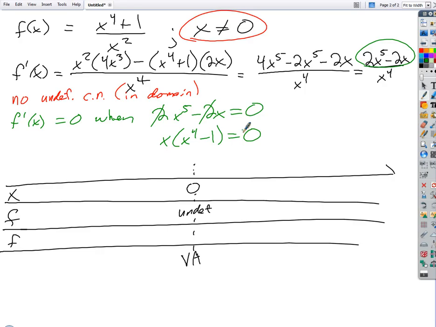Because now let's talk about why that is. I'm going to solve the equation. If I set this factor equal to 0 and solve, we get x to the 4th equals 1. If I take an even root, not just a square root, any even root of both sides of an equation, I always have to introduce plus or minus. Good. So x is plus or minus 1. So those are our critical numbers where the first derivative is 0.